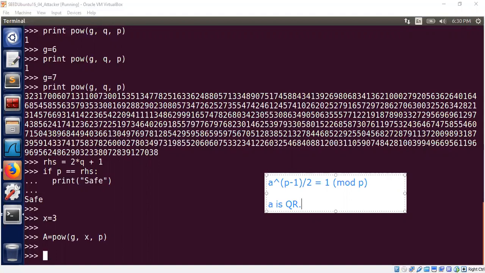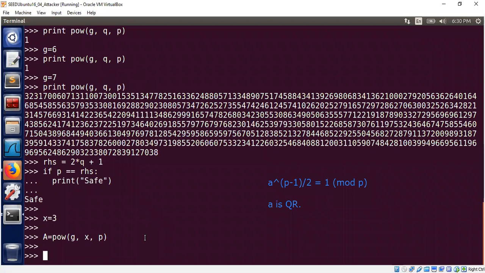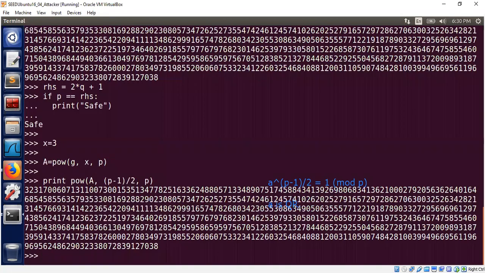Okay, so let's consider this now. In this context, we should compute A to the power (P minus 1)/2, right? So we will do this. We will print A, comma, (P minus 1)/2, comma, P. Okay, what shall we do? Okay, we see some really large number. A to the power (P minus 1)/2 mod P is not 1.